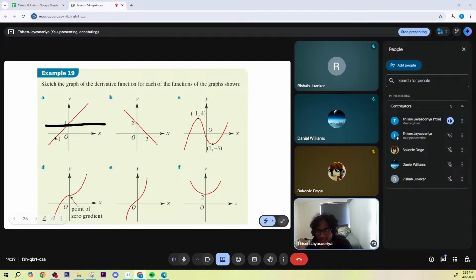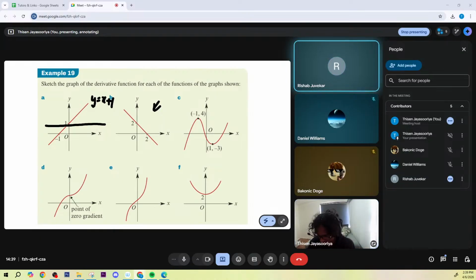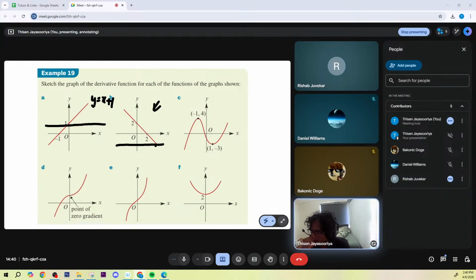We can actually calculate the exact gradient here by doing y over 1. But we realize this is just y equals x, which means here, y equals x plus 1, which means here the gradient is just 1. Yeah? What about over here? What's the gradient of this graph? The gradient is negative, so it'll be on the negative side. Yeah. Does that make sense for the two of you? Yes.